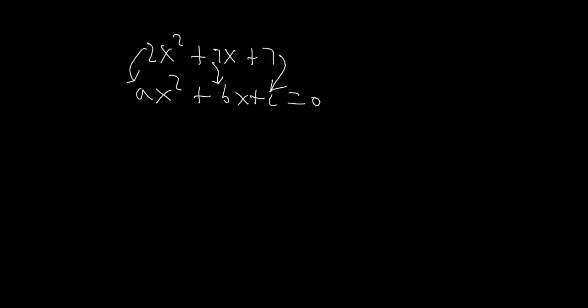Okay, now let's plug this all into the quadratic formula. We get x is equal to negative b, 7 is b, so we put negative 7 plus or minus the square root of b squared. What is b? 7 is b, so 7 squared minus 4ac. What is a? a is 2. What is c? c is 7.